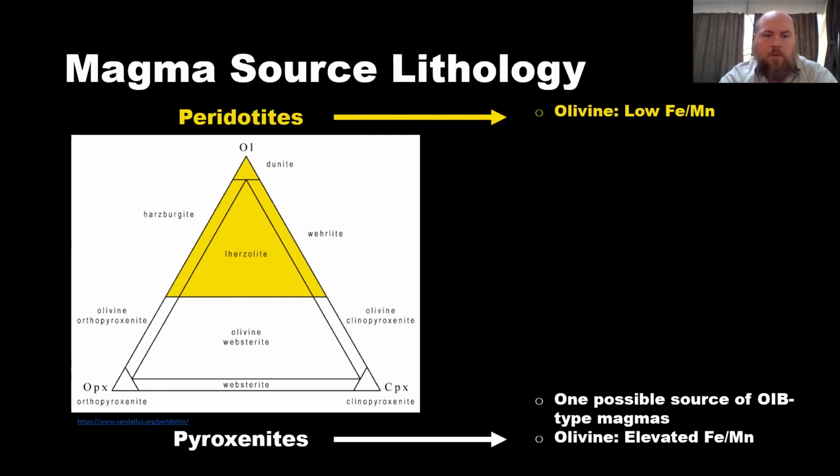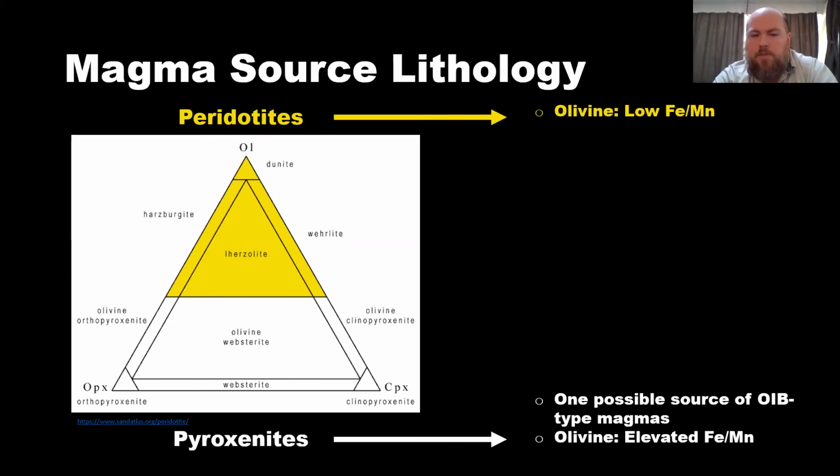a peridotite, which you can see on this ternary diagram as the yellow rocks. So normal peridotite melting produces melts, and the olivine that crystallizes from these melts will have a low, narrow, defined range of iron over manganese. However, it's recently been recognized that one possible source of OIB-type magmas is the melting of pyroxenites, and pyroxenites are the rock types shown on the bottom of this ternary diagram.